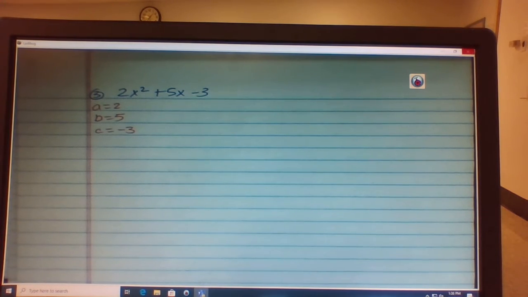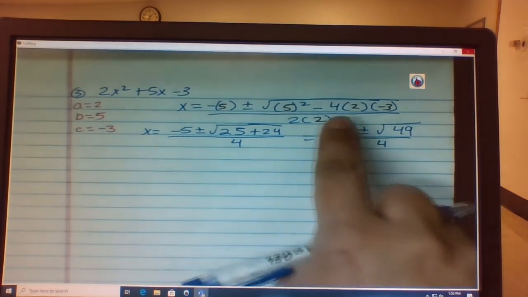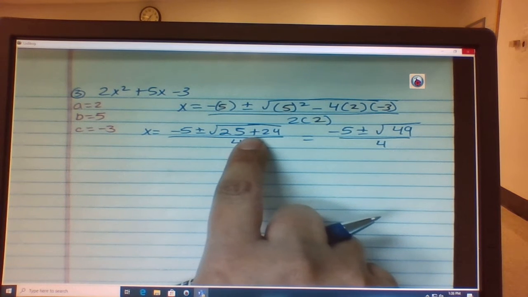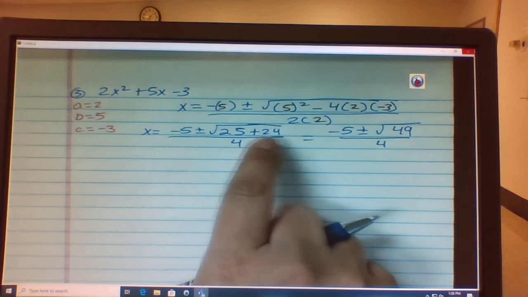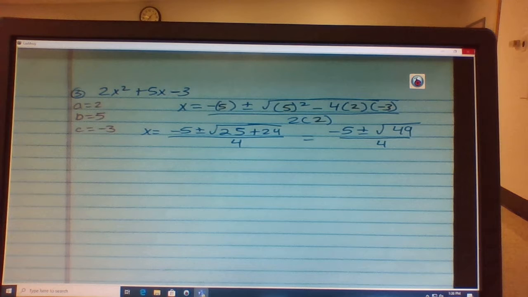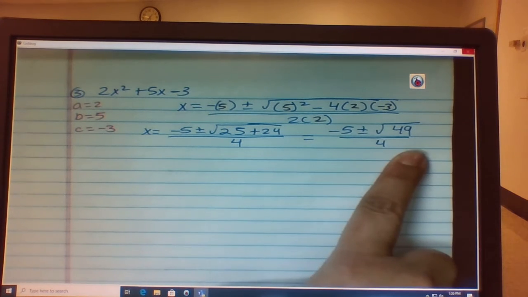You get a pretty number that you can take the square root of. So don't forget, this is a minus and this is a -3, so there's a plus right there. So it's 25 plus 24. Okay, so it becomes a positive, we get a 49.